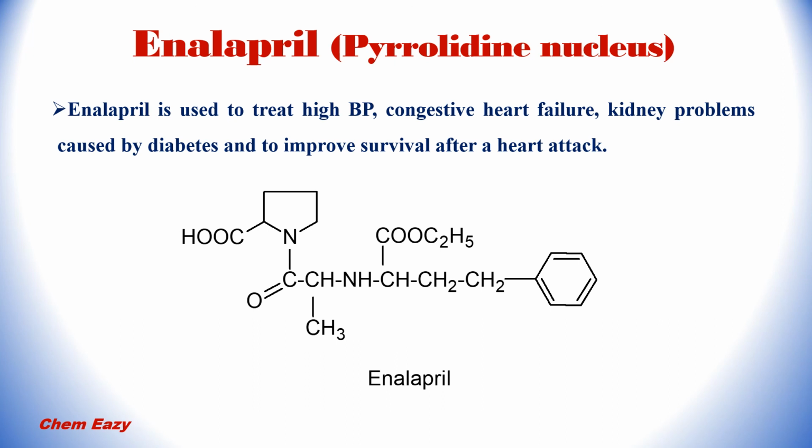In enalapril, the pyrrolidine nucleus is present. Enalapril is used to treat high blood pressure, congestive heart failure, kidney problems caused by diabetes, and to improve survival after a heart attack. You can see this is the structure of enalapril in which the pyrrolidine nucleus is present. It means the completely reduced form of pyrrole, called pyrrolidine.